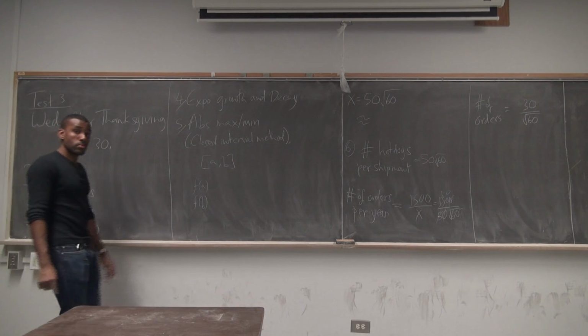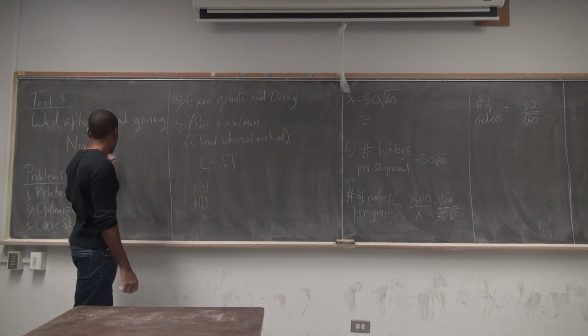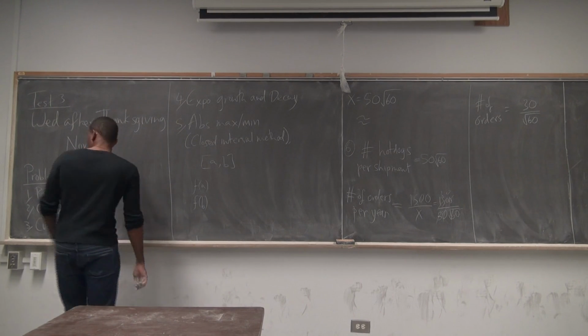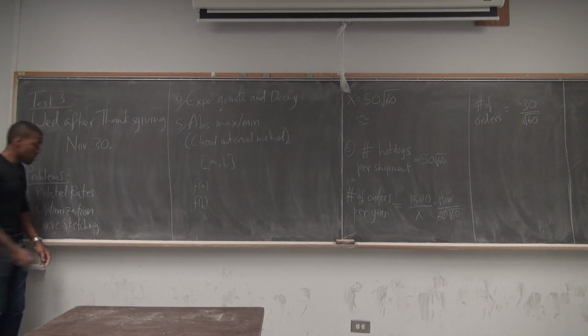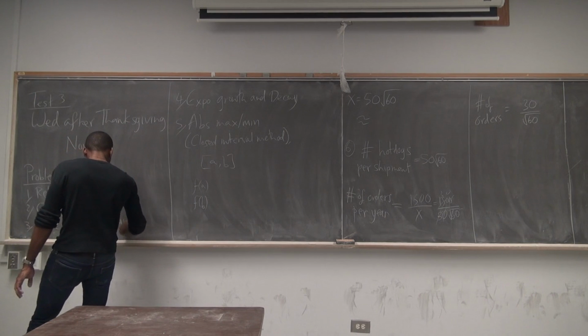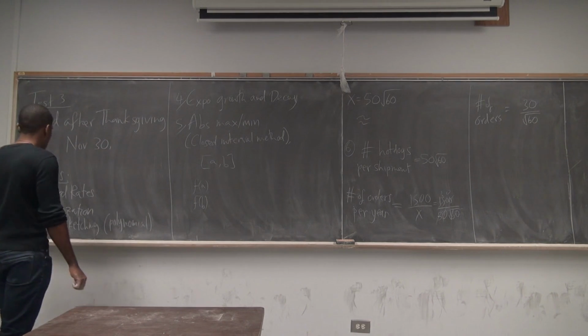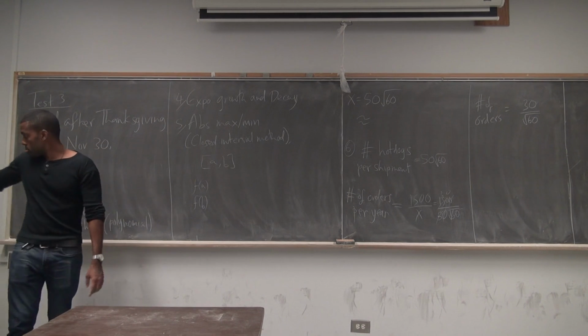The first sketch is going to be a polynomial, because for test 3, it's a polynomial. On the final, I might give you a rational function, but on this one, I will give you a polynomial. What about for the optimization? It's going to be like the examples.